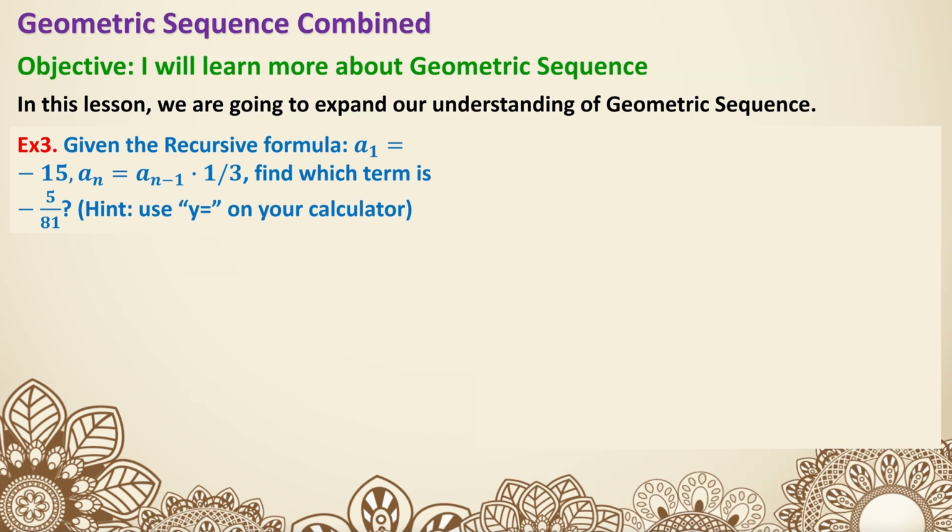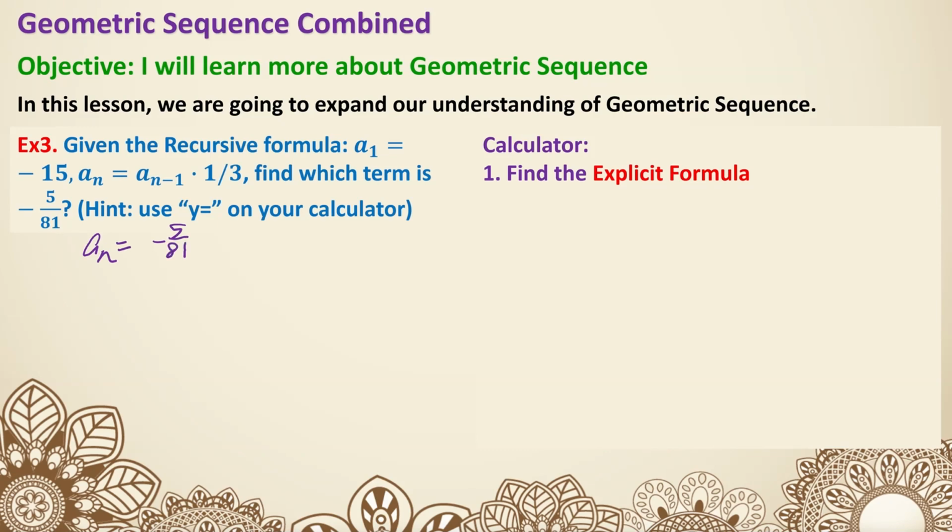Moving on, example 3. Given the recursive formula, a sub 1 equals negative 15, a sub n equals a sub n minus 1 times 1/3, find which term is negative 5 over 81. So it's basically asking for a sub n equals negative 5 over 81, and we need to find what this n is going to be. That's basically what the question is asking. It's going to involve some calculator work. So let's actually get a calculator up. There you go. So, let me actually write it in a different place. We need to find a sub n equals negative 5 over 81.